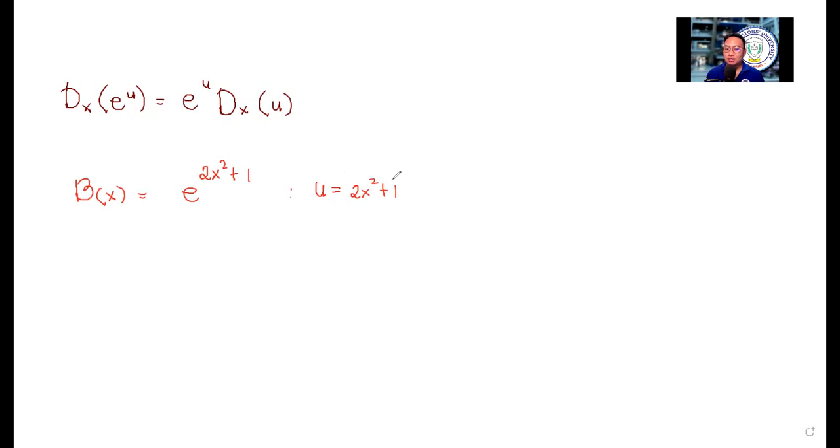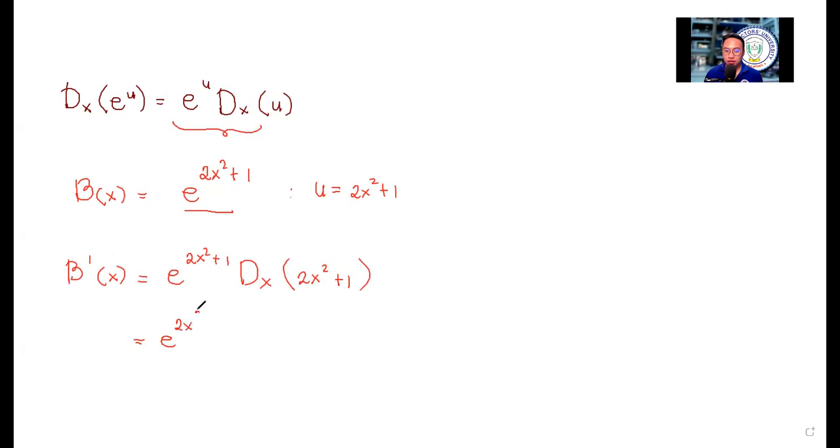Amen? Amen. So how to get the derivative of this function? This is very easy, guys. You just have to follow this pattern here. So we have b prime of x equals copy the actual given, e to the 2x squared plus 1, times the derivative of our u, which is the 2x squared plus 1. There you go. And then you just continue with the solution. What is the derivative of 2x squared plus 1? There's a 4x. Great. 4x. You're done with your answer.